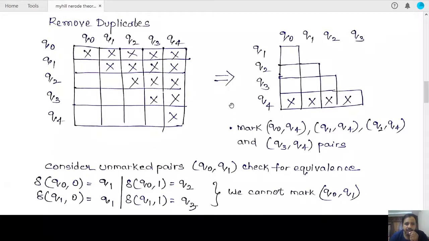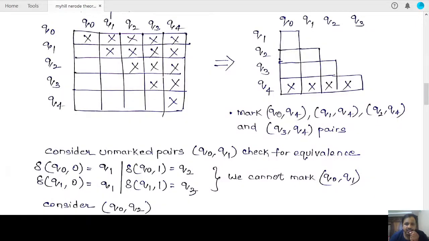Now we have to consider every pair of states. If one state is the final state and the other one is the non-final state, then we have to mark that pair with a cross, right? So see here, I have taken the first combination, Q0 Q4. Q0 is a non-final state, Q4 is a final state. So what I have to do here is mark this Q4 with a cross.